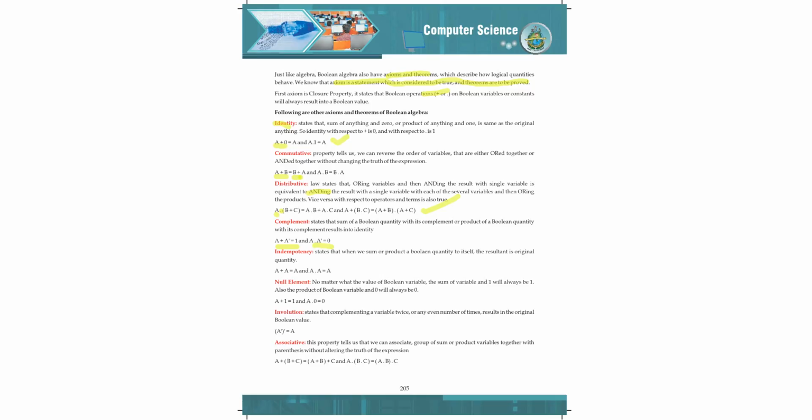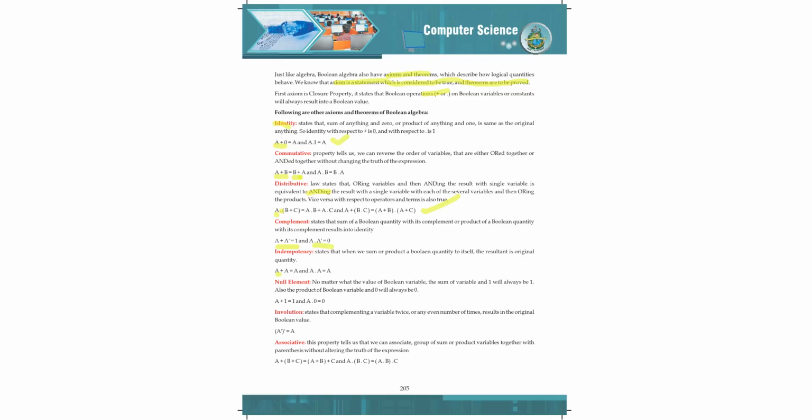Now, idempotency states that when we sum or multiply a Boolean quantity with itself, the result is the original quantity. If we add A twice, the result will be a single A, and if we dot, then also a single A. Then the null element: no matter what the value of the Boolean variable, the sum of the variable and 1 will always be 1.